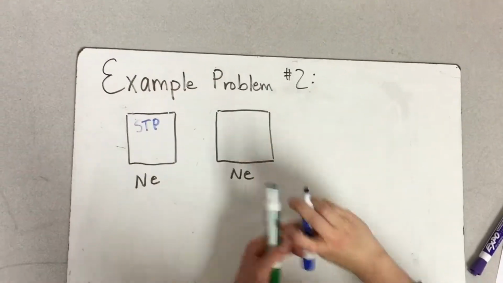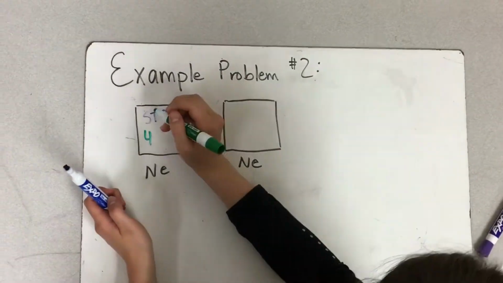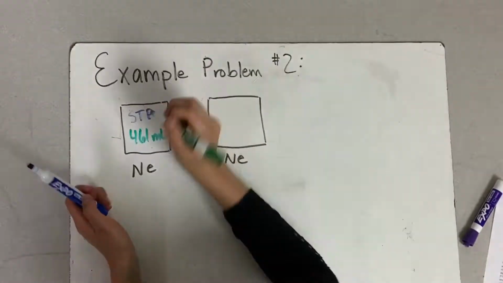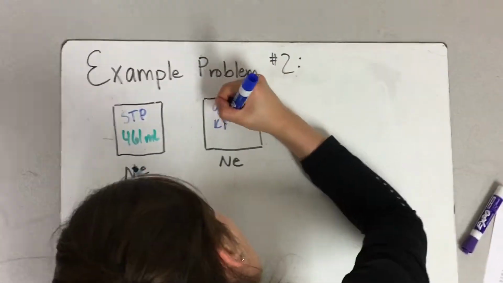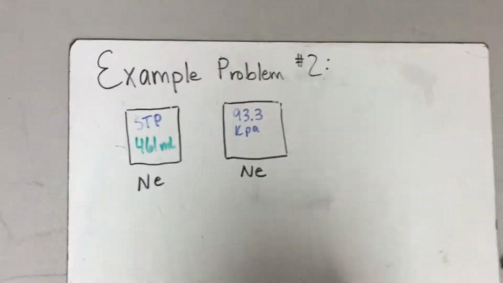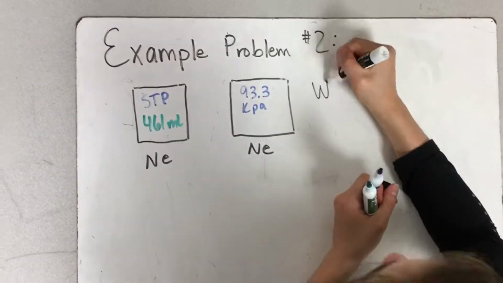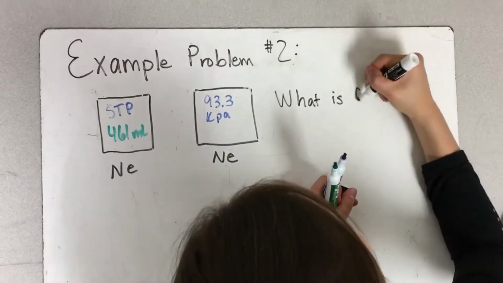Now let's look at another problem. A sample of neon occupies a container at a volume of 461 milliliters at STP. The pressure in the container is reduced to 93.3 kilopascals. What will the final volume of the container be?